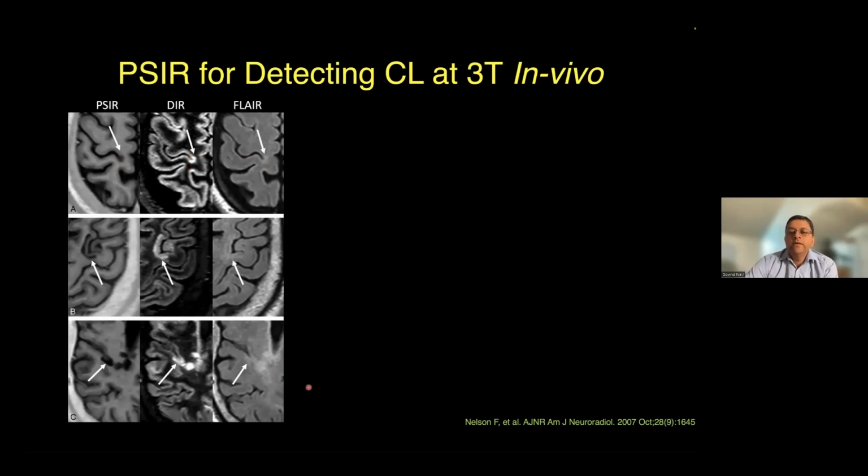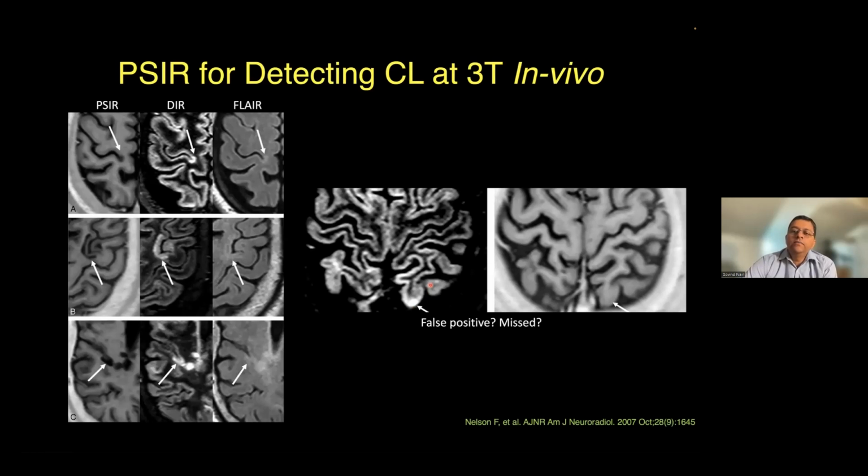So that's there. But unfortunately, double inversion recovery is kind of susceptible to a lot of noise. So there's a lot of false positives in this. So counting these lesions can become tricky. But using both PSIR and double inversion recovery together gives a 400% improvement in detection rate of these cortical lesions.